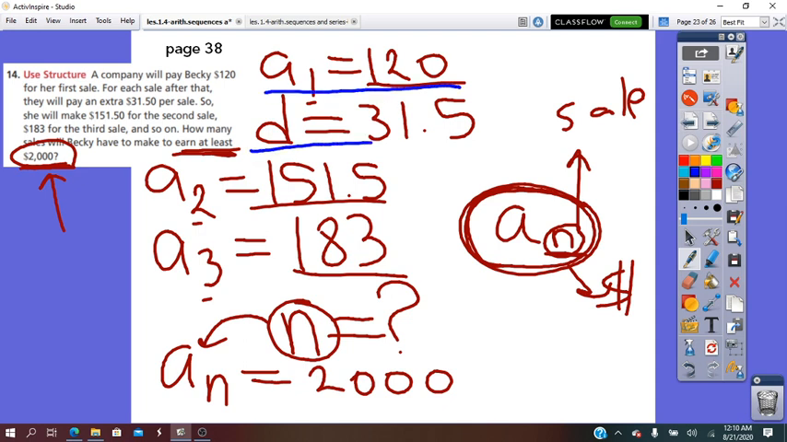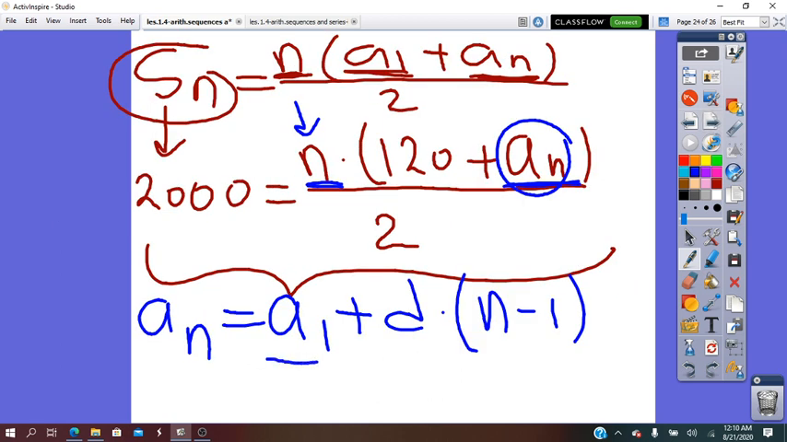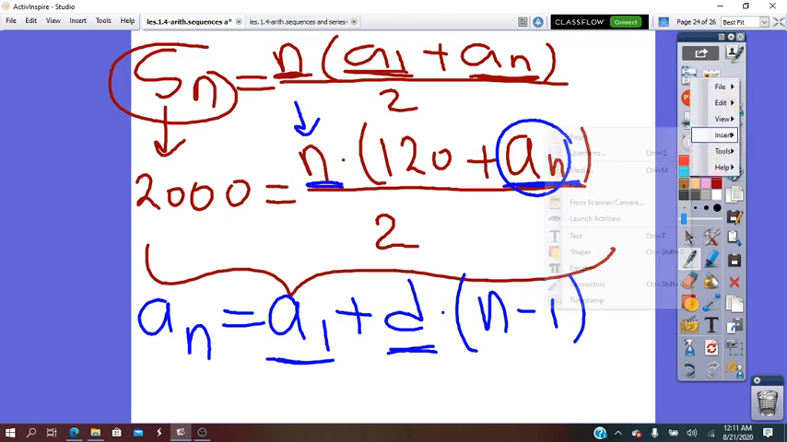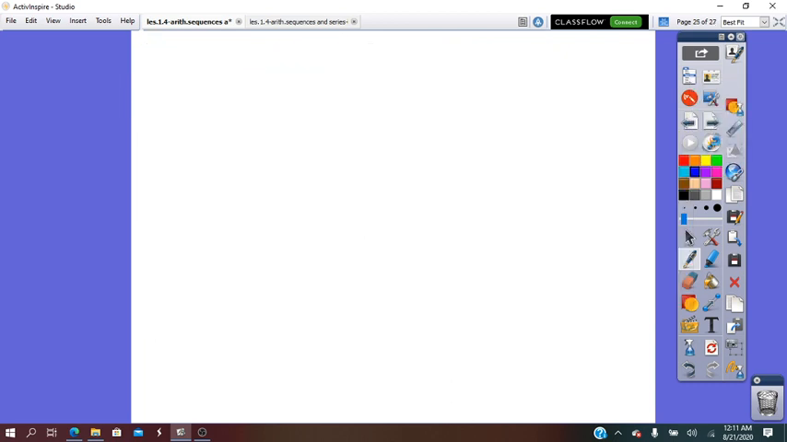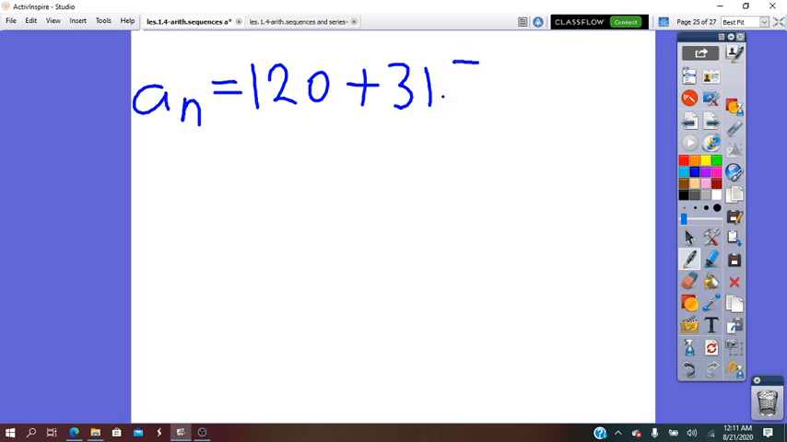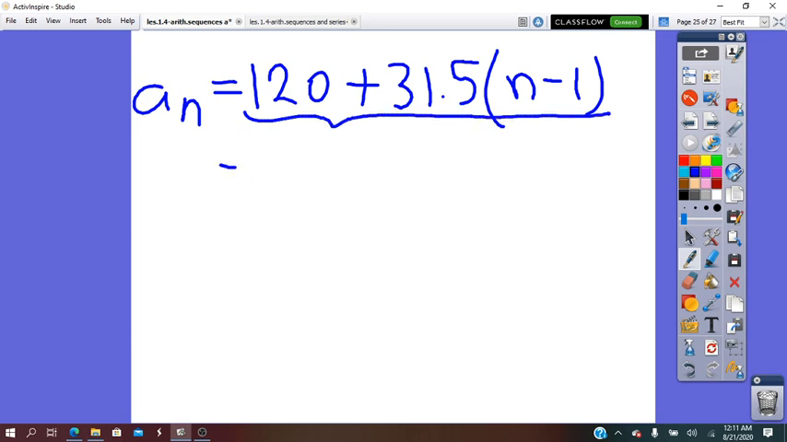And the common difference, it was given too. So all we have to do now is substitute a1 and substitute in d so that we can write the an. So then it's going to be an, it will be a1, which was 120, plus the common difference 31.5 times n minus 1. We get this expression into the simplest form by using the distributive property here.